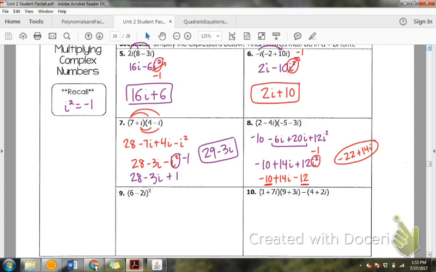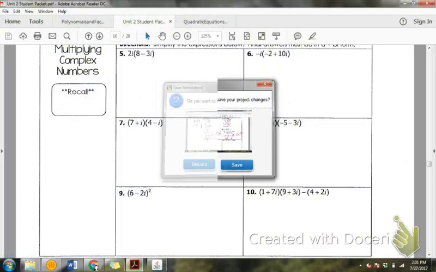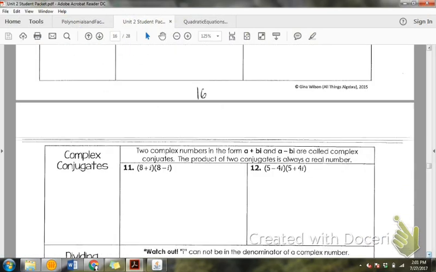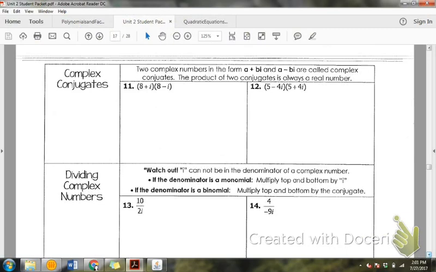The top of the next page says complex conjugates. Sounds like a really big word. Not a big deal. Complex conjugates: all that means is two complex numbers are called complex conjugates if the signs are opposite. So everything looks the same, but the signs are opposite. Do you guys remember when we were solving difference of squares? I had x minus 5 and x plus 5. These are called conjugates. Why would I want 1 minus and 1 plus? To balance it out.